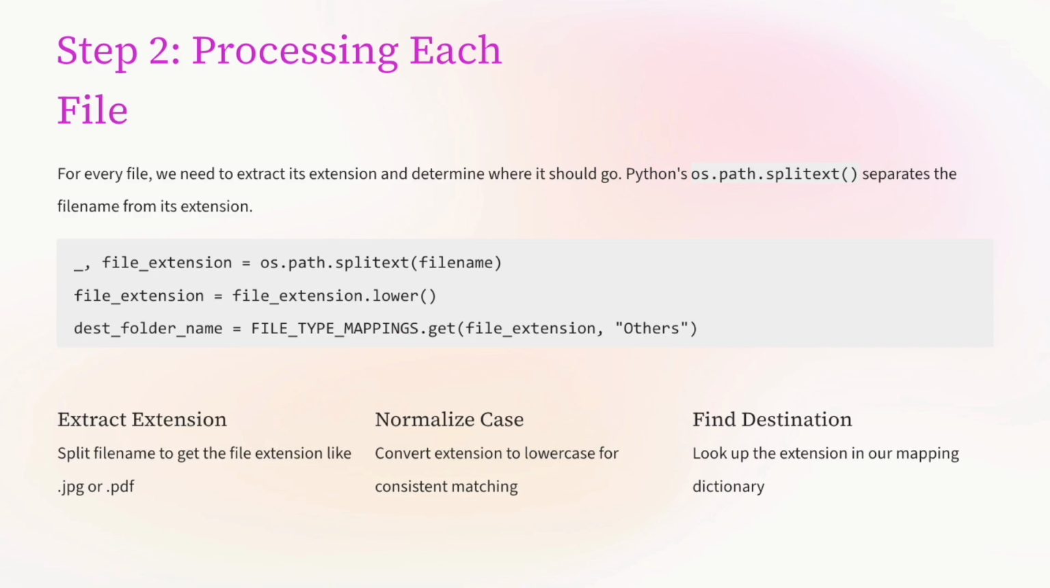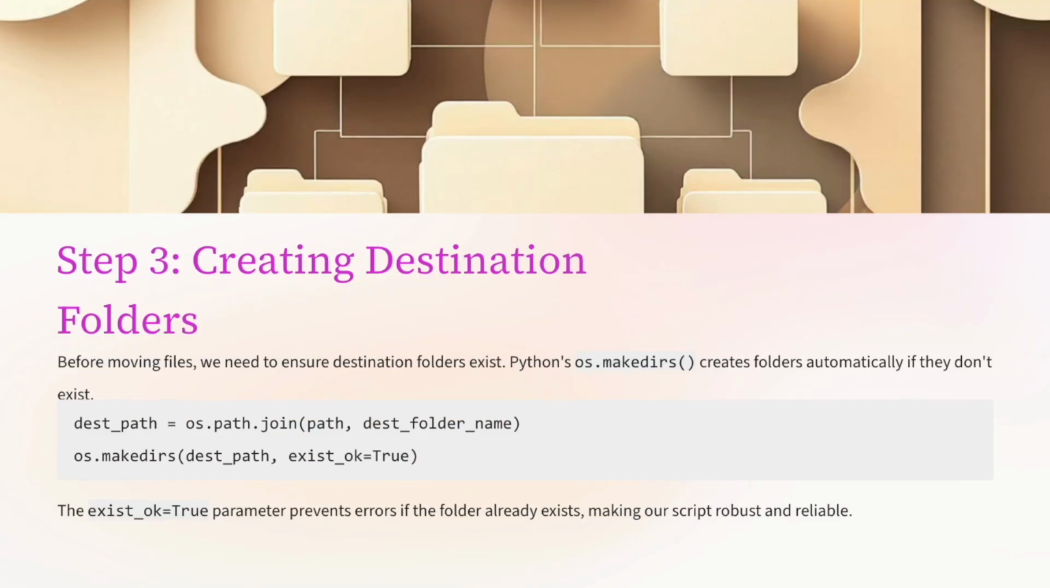Once we have the extension, we look it up in our dictionary. But what if we find a file type we didn't plan for, like a .tmp file? We don't want our script to crash. That's why we use the .get method. We tell it to use a default folder name, like others, if it can't find the extension in our map. It's our essential safety net. Finally, we use os.makedirs to create the destination folder if it's not already there. The exist_ok=True part is crucial. It prevents errors if the folder already exists.